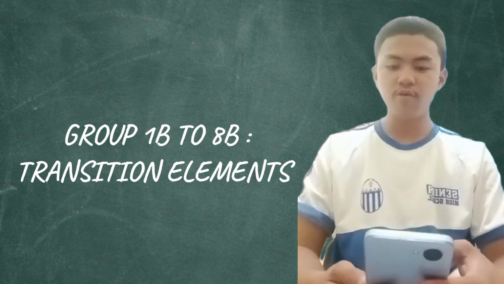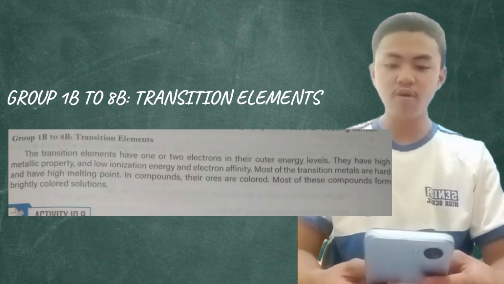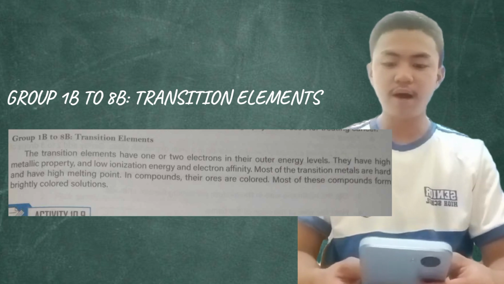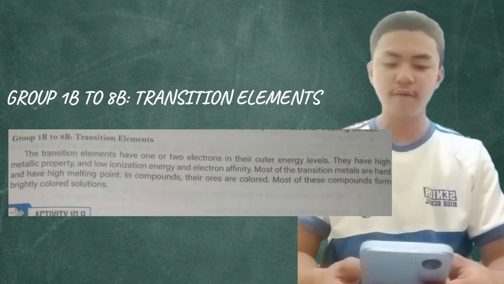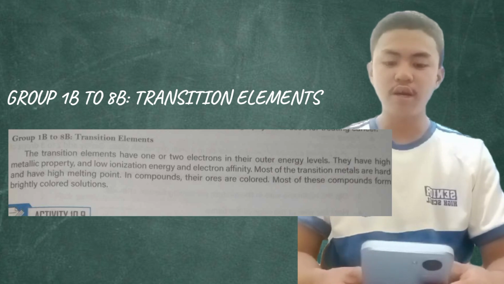Group 1B to 8B, transition elements. The transition elements have 1 or 2 electrons in their outer energy levels. They have high metallic property and low ionization energy and electron affinity. Most of the transition metals are hard and have a high melting point. In compounds, the ores are colored. Most of these compounds form brightly colored solutions.